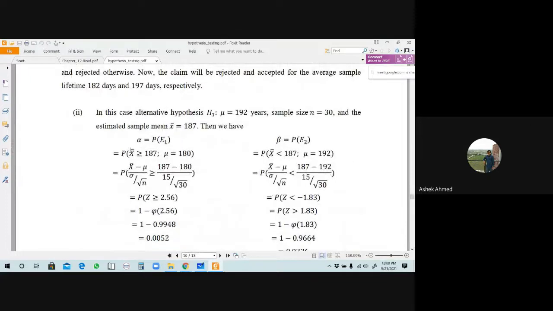We will convert x bar into z, because we have to apply the normal distribution table. To apply the table, we have to subtract mu inside. The value of mu here is 180. Here we need z because we have to use the standard normal distribution table. To use the table, we have to convert x bar into z, for which we will apply this concept here.